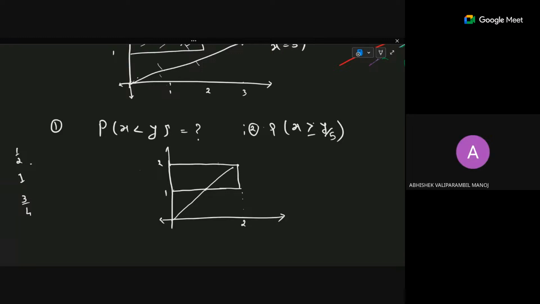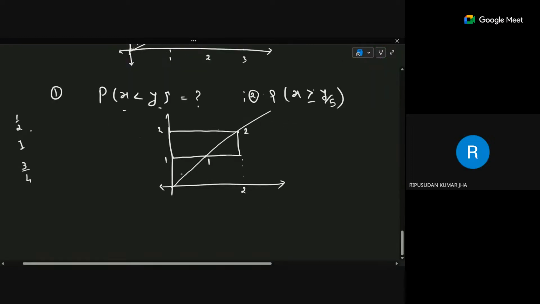Three by 4, I think. We should integrate. So, we are interested in x less than y, so we first calculate the area of the rectangle minus the area of the triangle. Just a minute, wait.